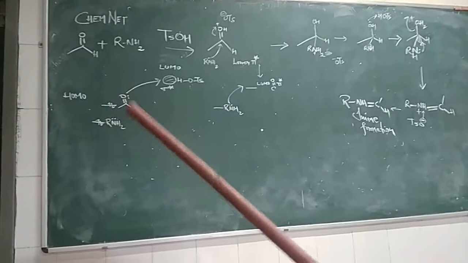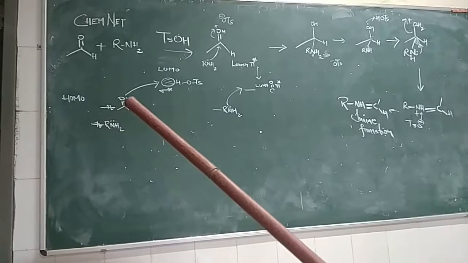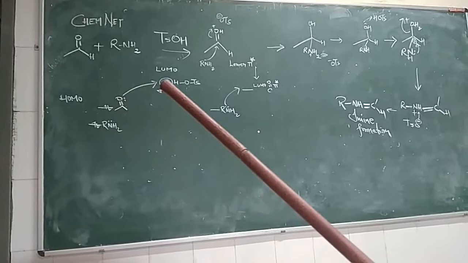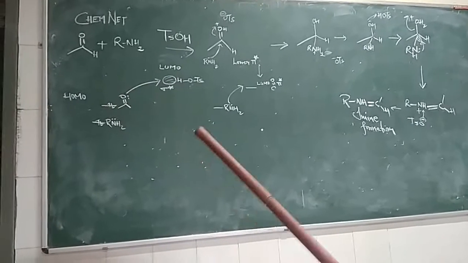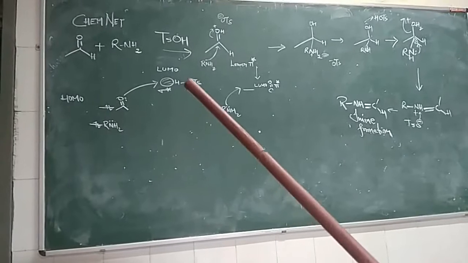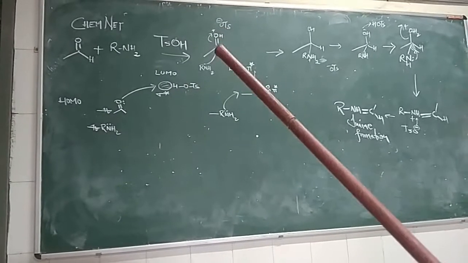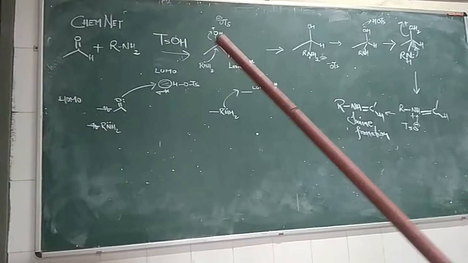The carbonyl will have a higher energy due to the pi interaction with the lone pair, so this HOMO will interact with the LUMO and then abstract the proton from the weak acid. After the protonation, the electronegativity difference will be higher.